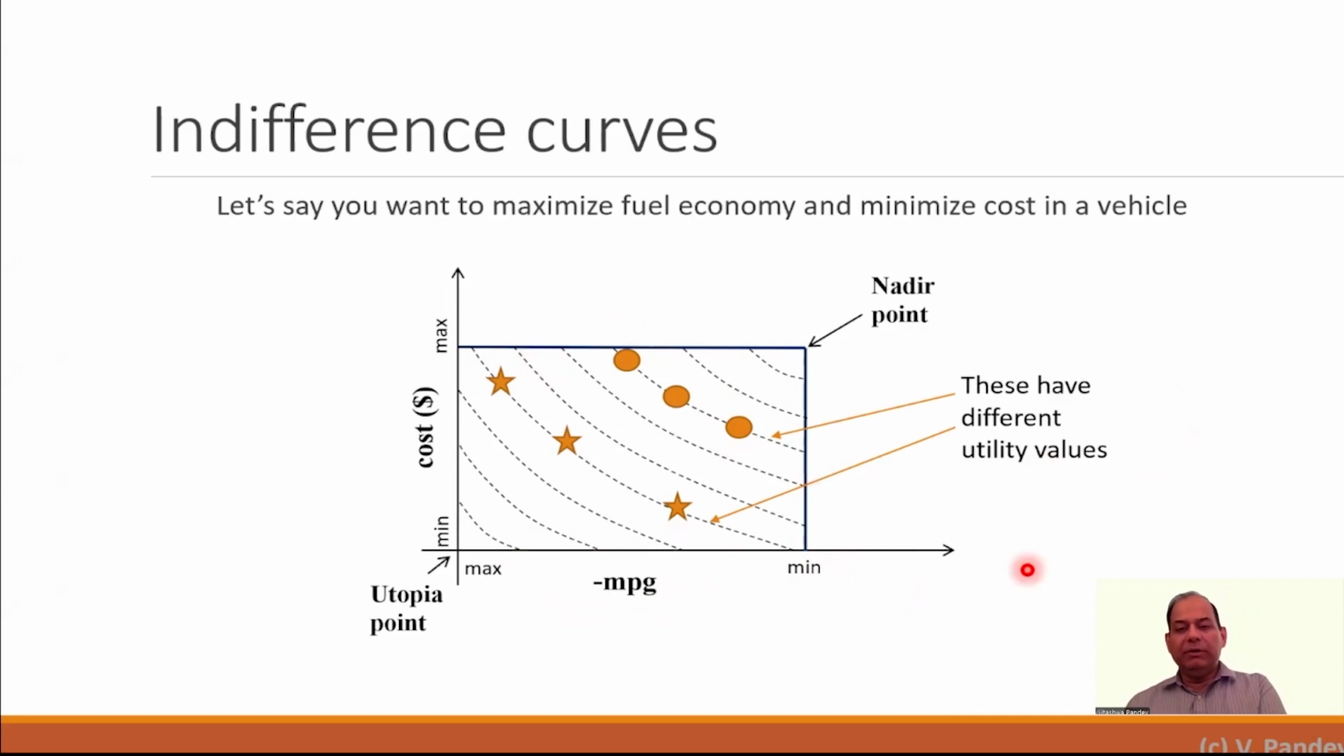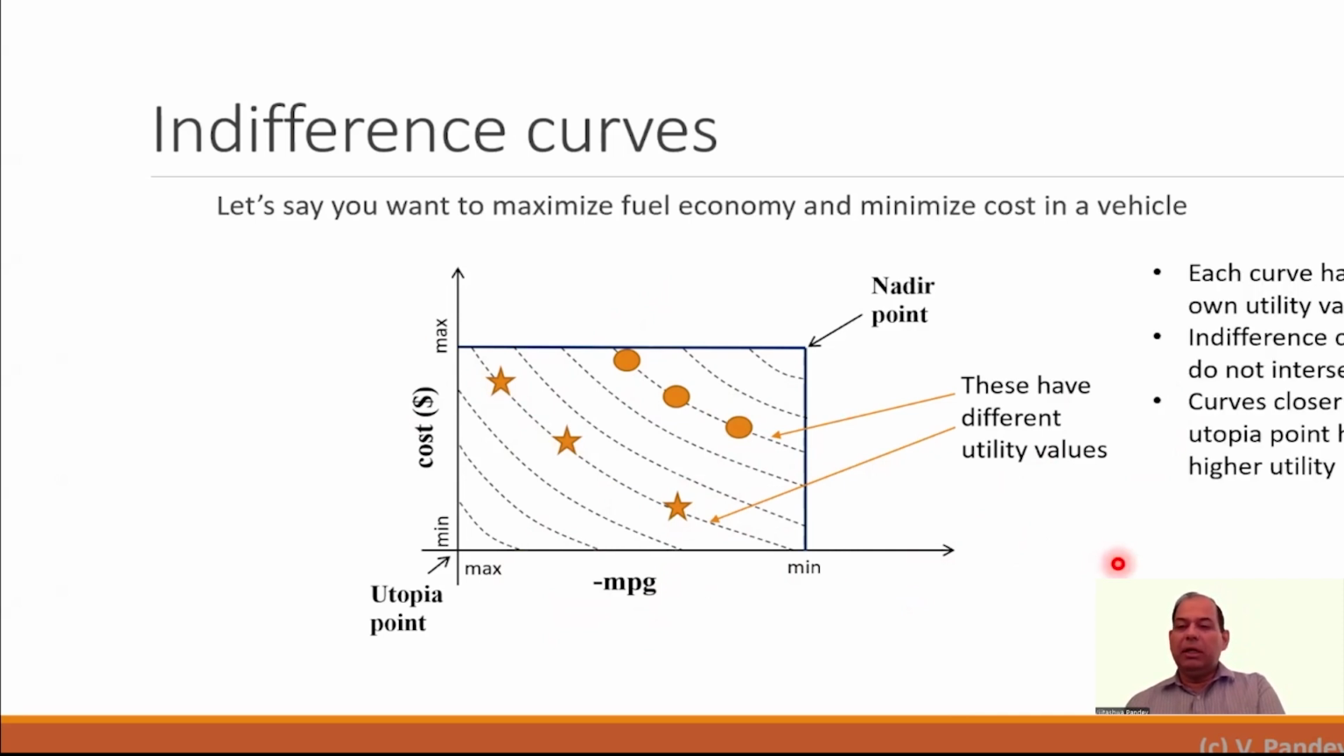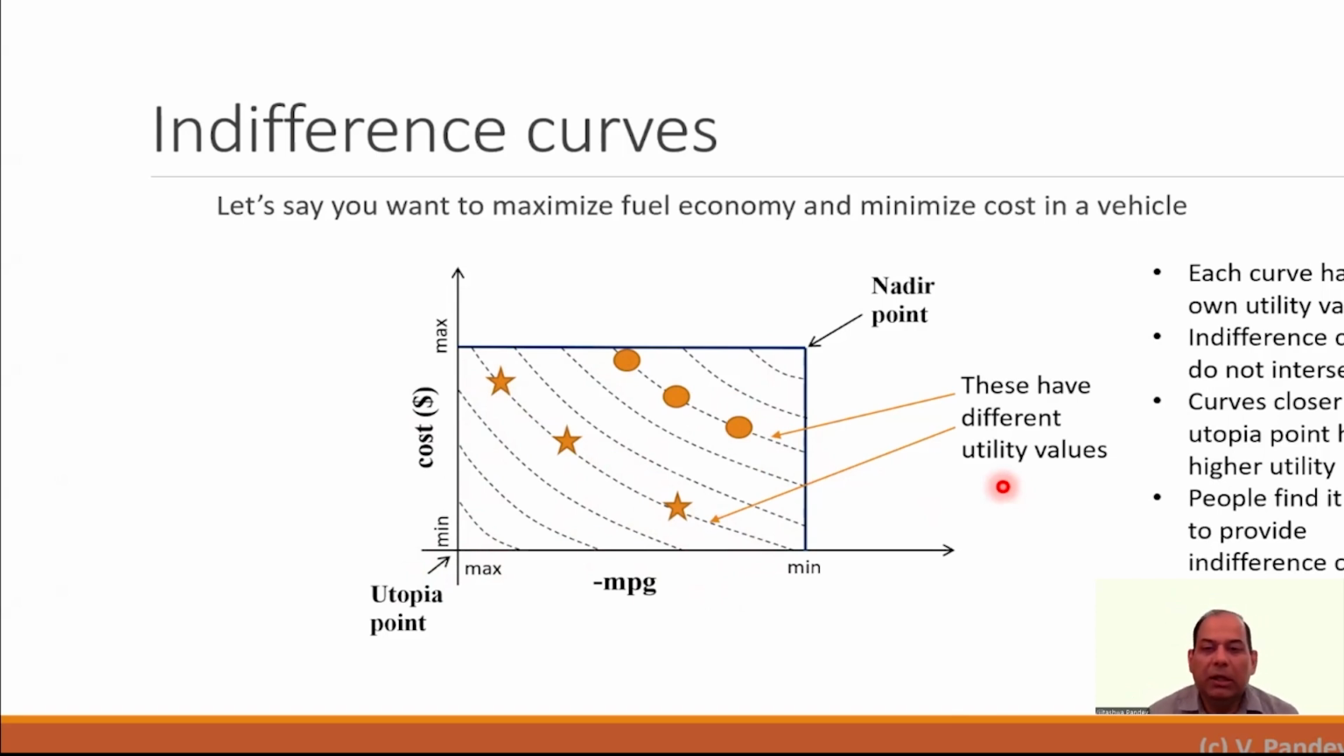Of course, different curves will have different utility values associated with them, different desirability, and the typical idea is that as you move towards the utopia point, the utility value is increasing, and these curves will have high utility. So this curve, which has stars on it, corresponds to a higher utility value than this curve that has circles on it.